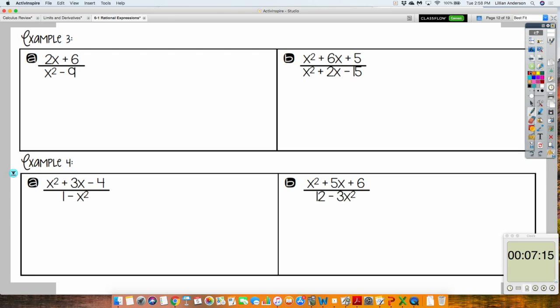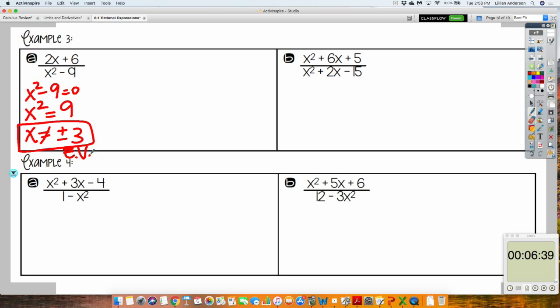When I look at the bottom, what do you think I should do to the bottom first before I start stating constraints? Okay, if I set this equal to 0 and solve it, how do I solve? Add 9, then square root it, and please tell me what's the answer. Positive or negative 3. Don't forget, when you take the square root, it's plus or minus that value. So these are your excluded values here. Always state those first. Always do your excluded values first.